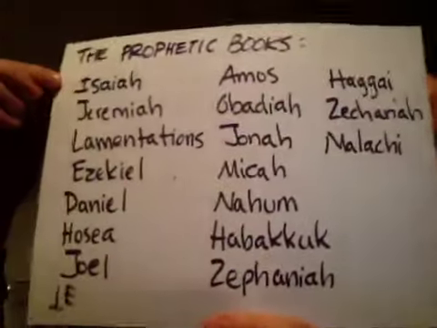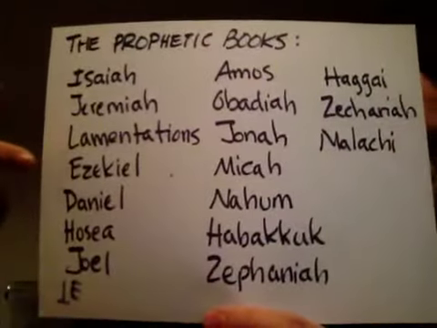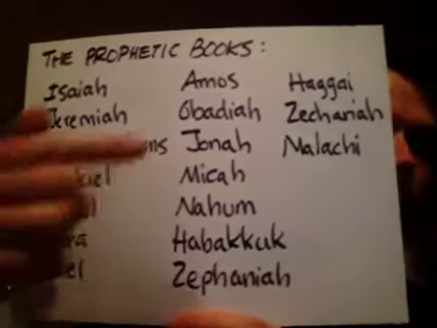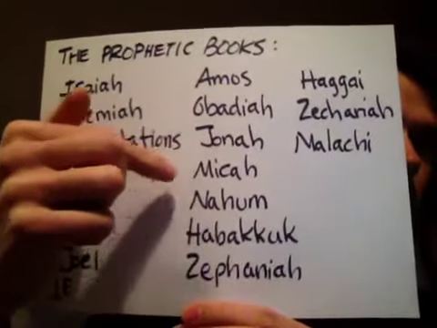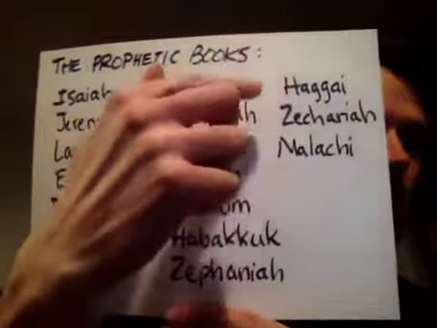After that, we had the prophetic books, and there's a whole bunch of them: Isaiah, Jeremiah, Lamentations, Ezekiel, Daniel, Hosea, Joel, Amos, Obadiah, Jonah, Micah, Nahum, Habakkuk, Zephaniah, Haggai, Zechariah, and Malachi. And those are the last books in the Old Testament. They're called the prophetic books because a lot of those people were prophets. They had important things that God told them to tell the people of Israel. But also they prophesied or foretold about Jesus.